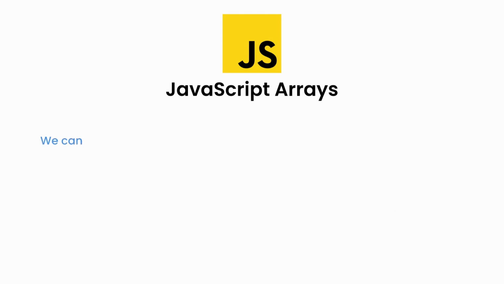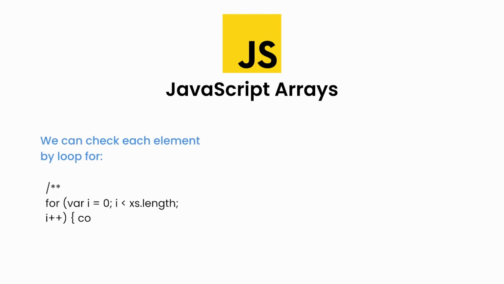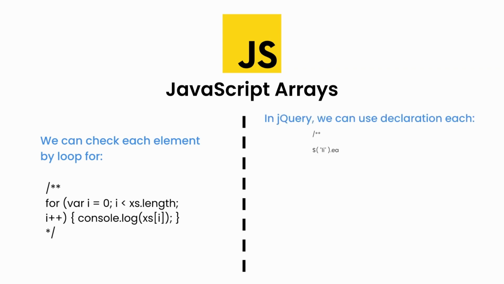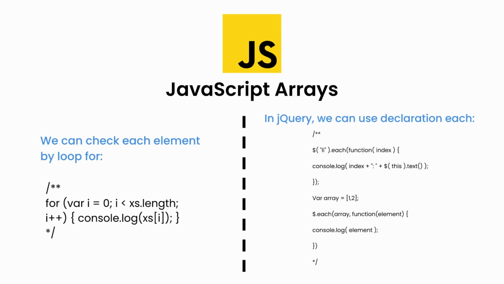in JavaScript we can check each element by a for loop. However, in jQuery, we can use the each declaration, which is faster and more descriptive. Also, each jQuery selector has a method that allows interacting with each object within the selector. Example.